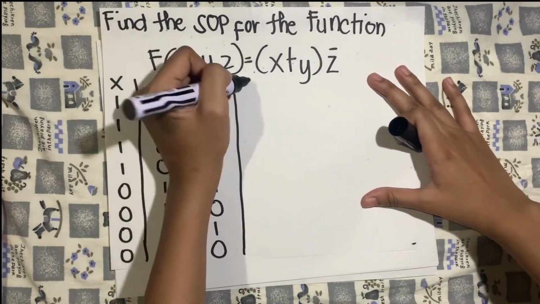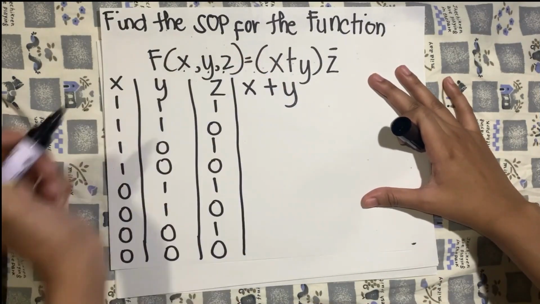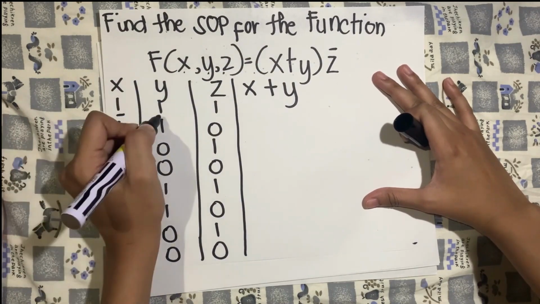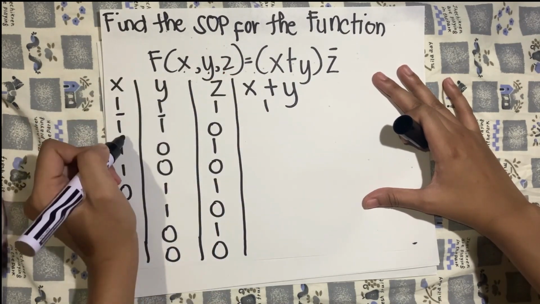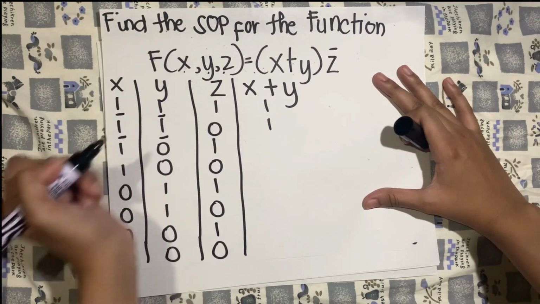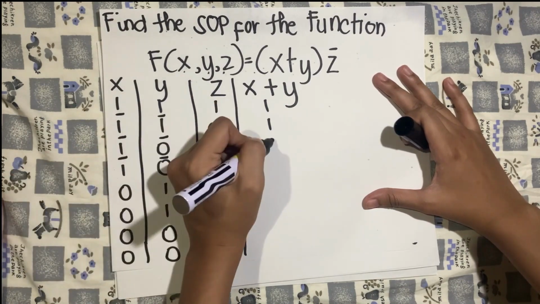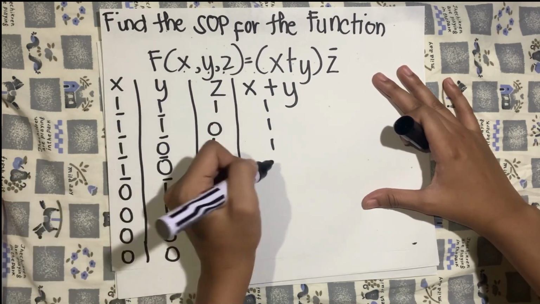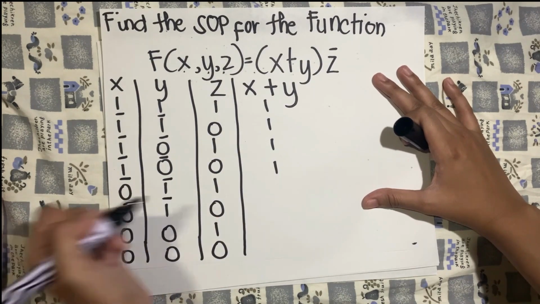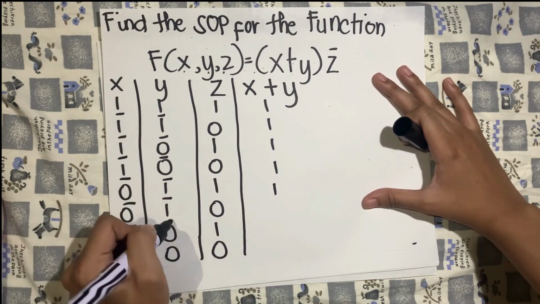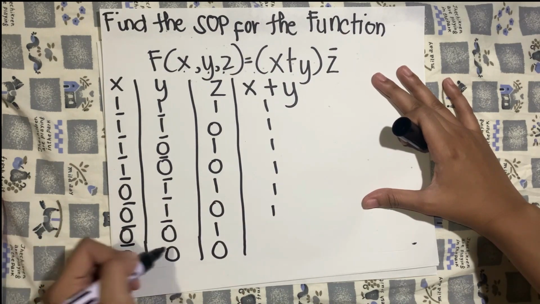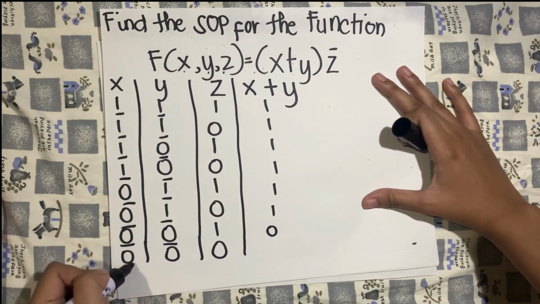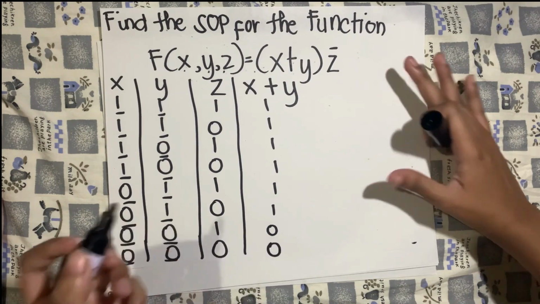Let's get the OR operation x plus y. So, 1 plus 1 is equal to 1. 1 plus 1 is equal to 1. 1 plus 0 is equal to 1. 1 plus 0 is equal to 1. 0 plus 1 is equal to 1. 0 plus 1 is equal to 1. 0 plus 0 is equal to 0. 0 plus 0 is equal to 0.